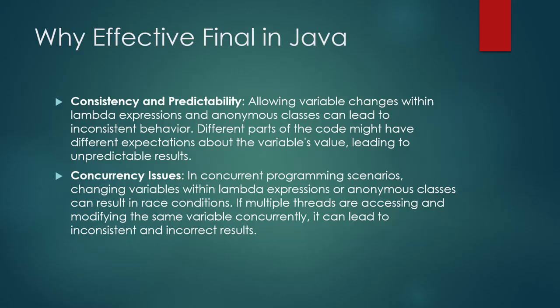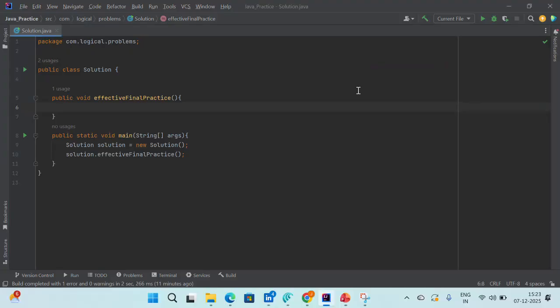So why the final keyword in Java? Consistency and predictability are the main reasons. When we change values inside lambda expressions or anonymous classes, it leads to inconsistent behavior. Different parts of the code might see different variable values, leading to dirty reads. Then there are concurrency issues. Suppose a thread is accessing a value in one part of the code and a lambda expression or anonymous class changes it. There will be race conditions, or it could lead to incorrect or inconsistent results.